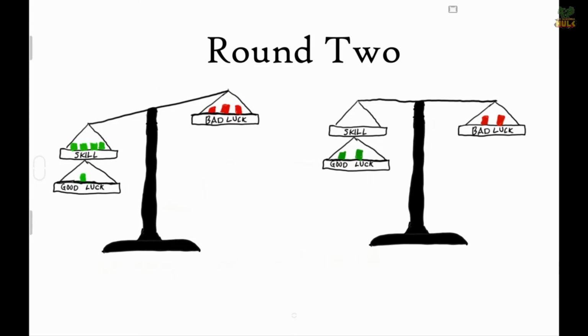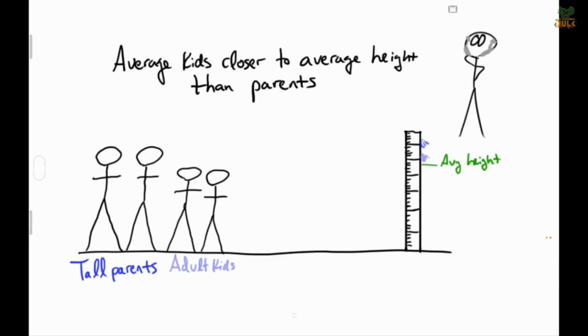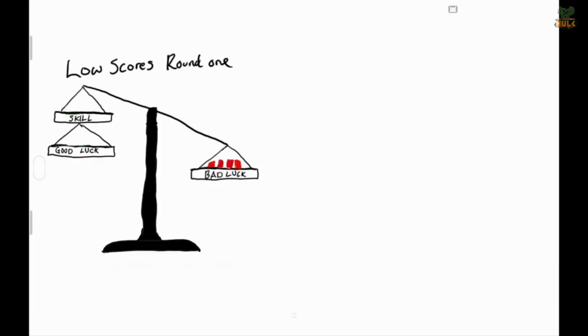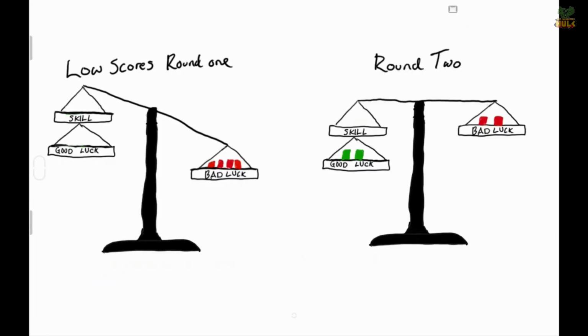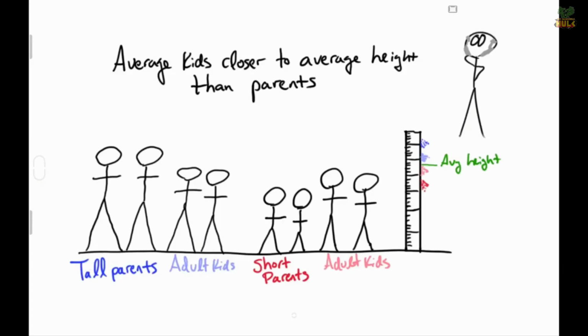Those who did well previously are unlikely to repeat their success, just like the tall parents, who are actually more likely to have average height kids than more tall kids. And it's a similar story for the students who scored low on round 1. They're likely to do better in the second round just by pure chance, just like the short parents, who are more likely to have average height kids than more short kids. The idea of more skill leaves less up to chance might seem really obvious, but it's seriously overlooked far too often.